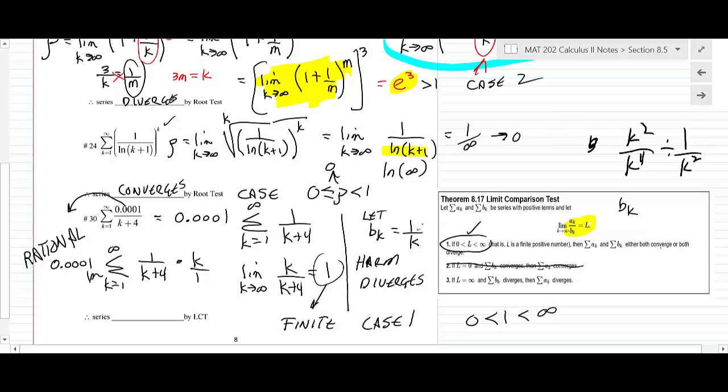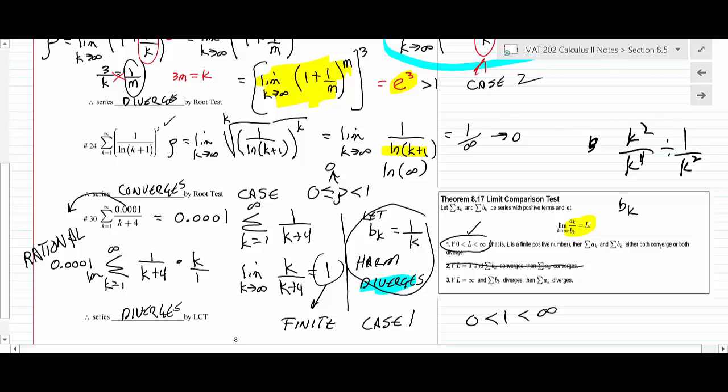So what do we know about the harmonic series? It diverges. So what do we conclude about our series? Diverges also. Okay, that's the way that goes. So the series diverges by the limit comparison test.